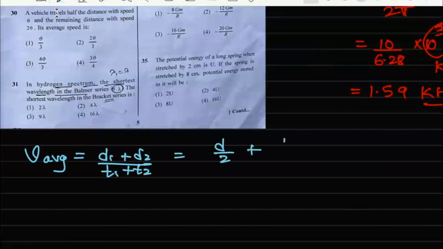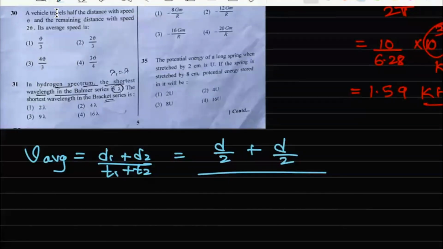Okay, number 30. A vehicle travels the first half of the distance with speed v, and the remaining distance with speed 2v. So what is the average speed? Oh, this is quite easy. So what we want here is V average. Our formula for V average is going to be D1 plus D2 upon T1 plus T2. So the distance D1 is half of the total distance, so let's say D by 2. D2 is also D by 2.